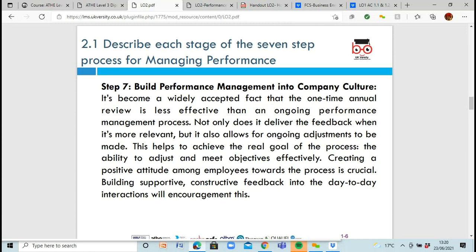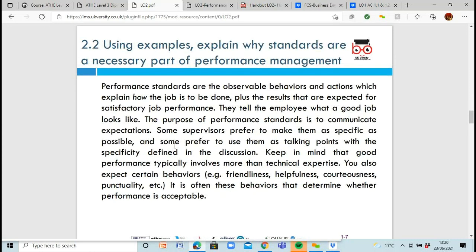So that was 2.1. Do you have any questions you'd like to ask? No. Okay. Yep. So let's go on to 2.2.